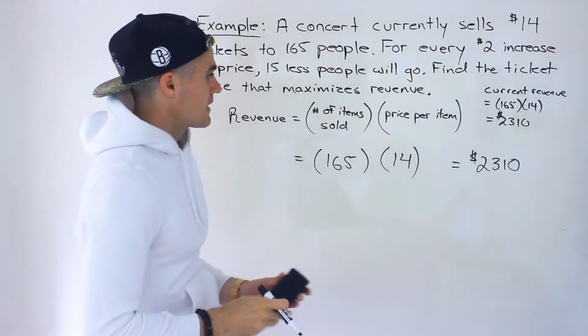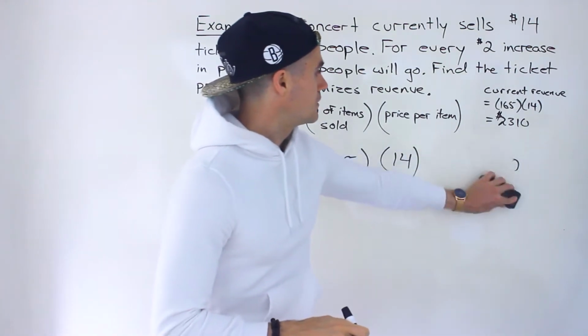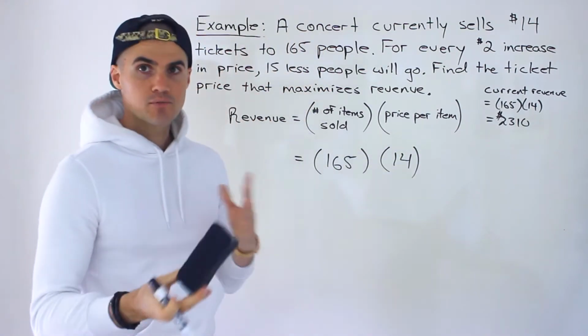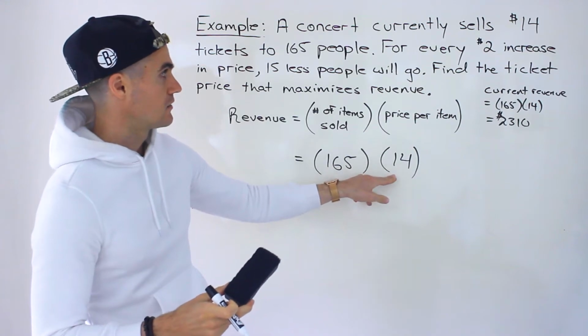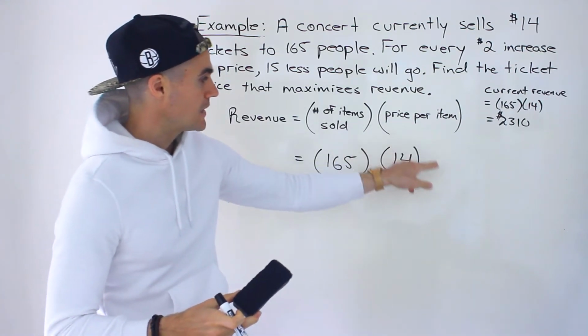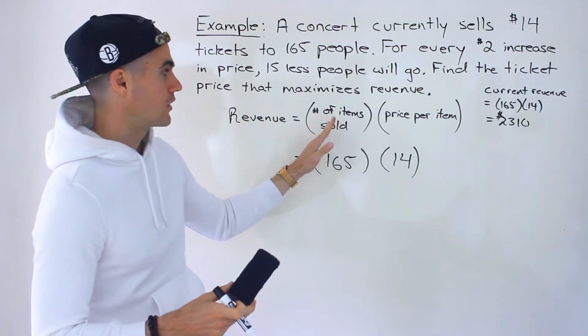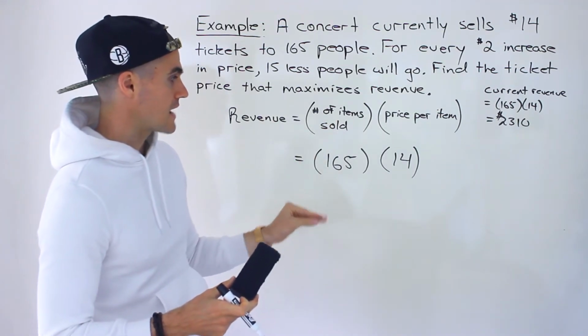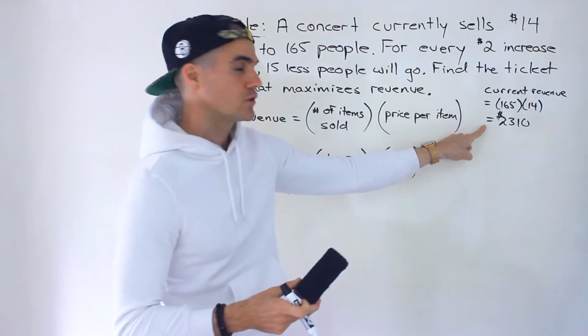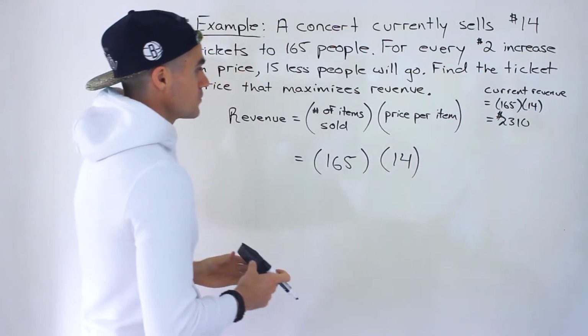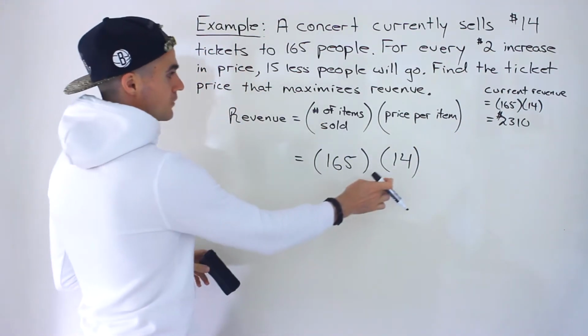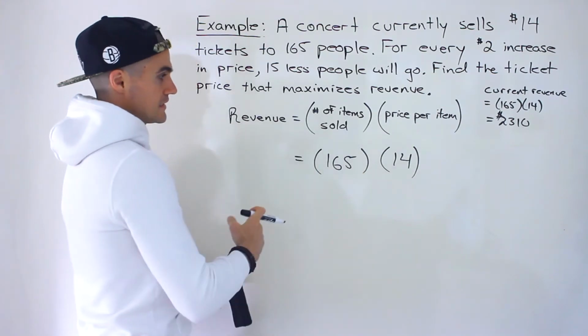Now, what they're saying is that the concert now has an option of increasing the ticket price, but every time it increases the ticket price, less people are going to go. They're going to be able to sell less tickets. However, if they can get a higher revenue, then it might be worth it. So what they're saying is that for every $2 increase in price, 15 less people will go.